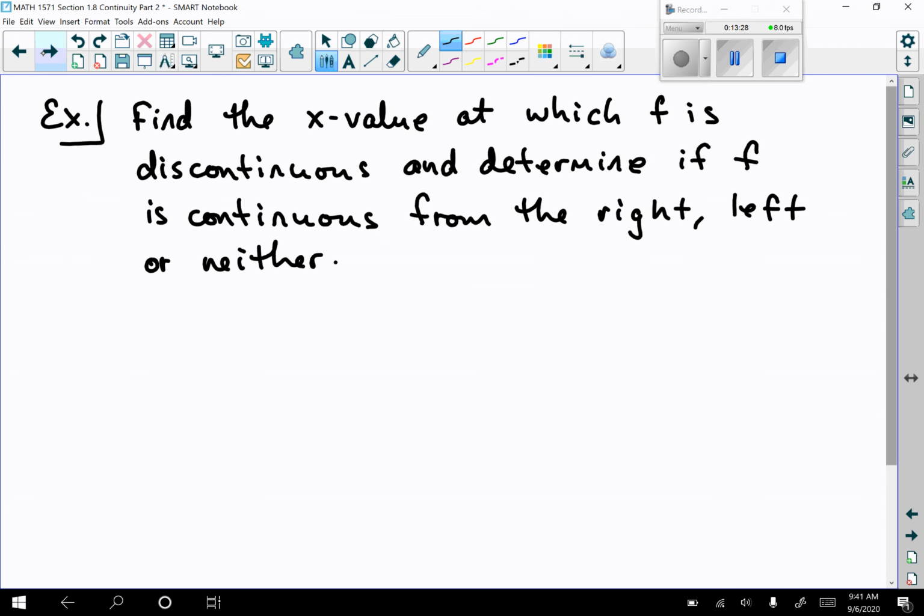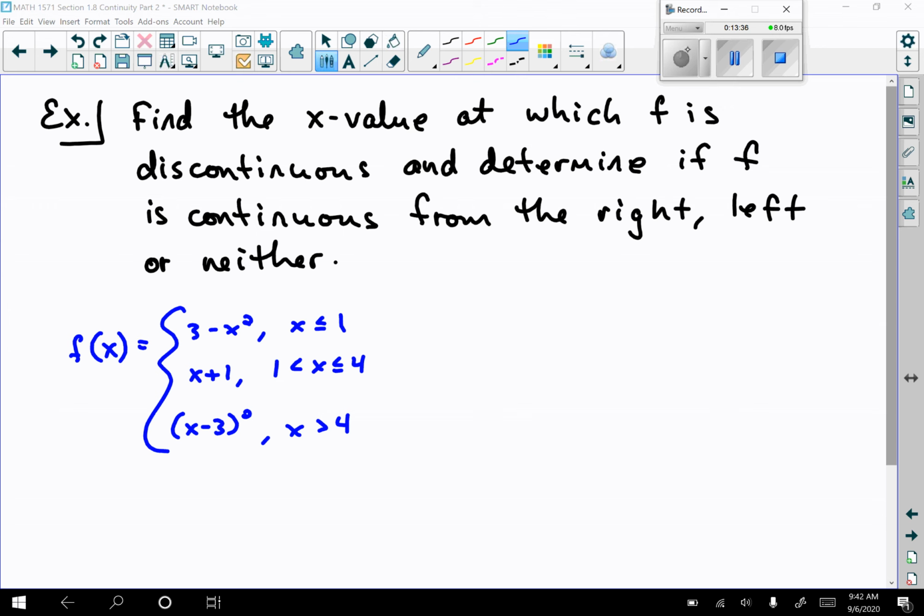All right, in this example, we want to find the x value at which f is discontinuous and determine if f is continuous from the right, the left, or neither. So here is our piecewise function that we're going to be looking at.